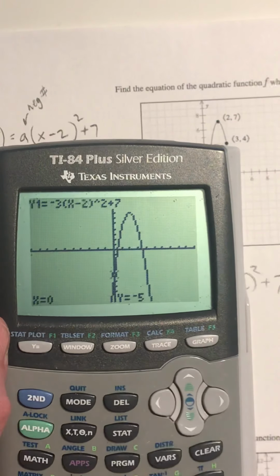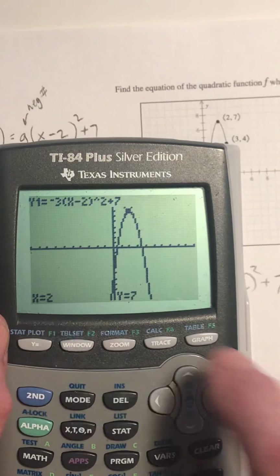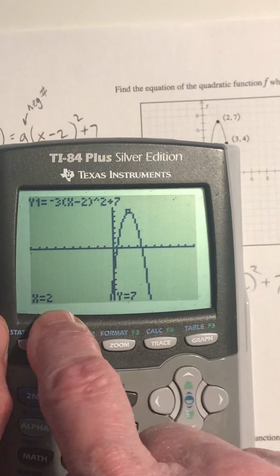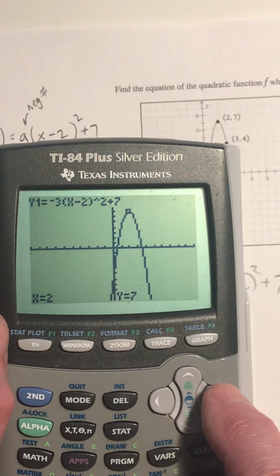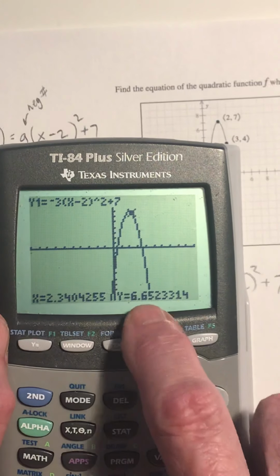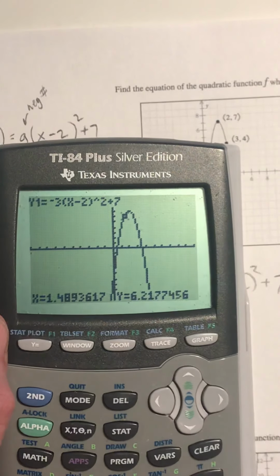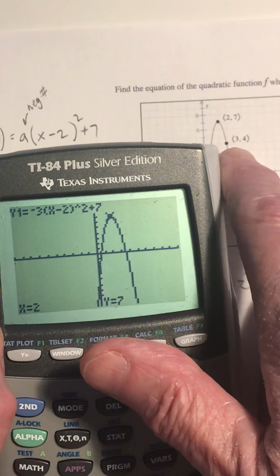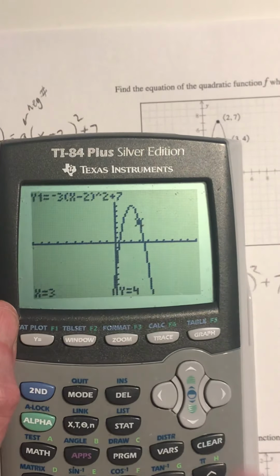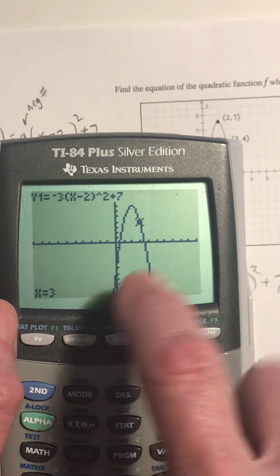It's supposed to have a vertex at 2, 7. Hit the trace key and punch in a 2. Does that look like it's at the vertex? 2 and 7. I put in the 2, and the calculator gave me back the 7. If I go a little to the right, the y value is less than 7 now. Go a little on the other side, the y value is less than 7. And if I use a 3 for x, what happens? I get the required number 4 for y. Nice, huh?